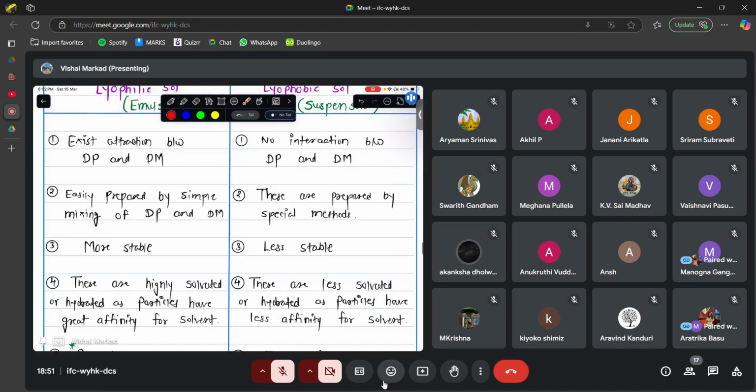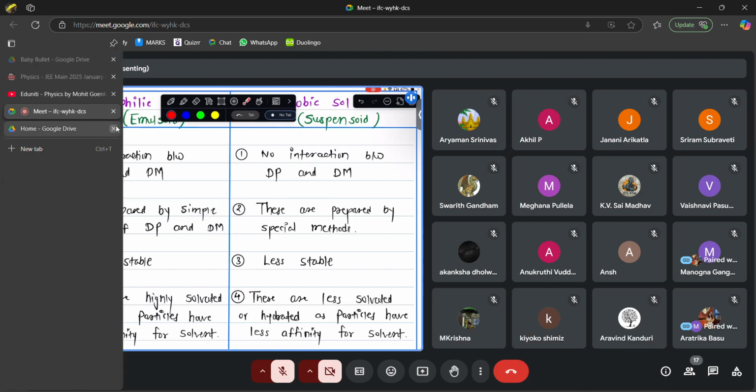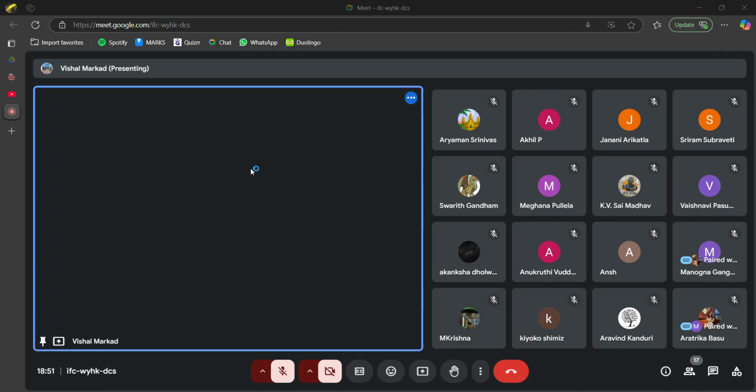Now one more thing. Who will get easily dissolved? Means who will have higher affinity to dissolve in the dispersion medium? Lyophilic, right? They are highly solvated or hydrated as the particles have greater affinity for solvent. Means more and more disperse phase particles want to get dissolved in the dispersion medium. Such a thing is absent here. They are less solvated or hydrated as particles have less affinity for solvent. Clear this thing? This is the fourth difference.